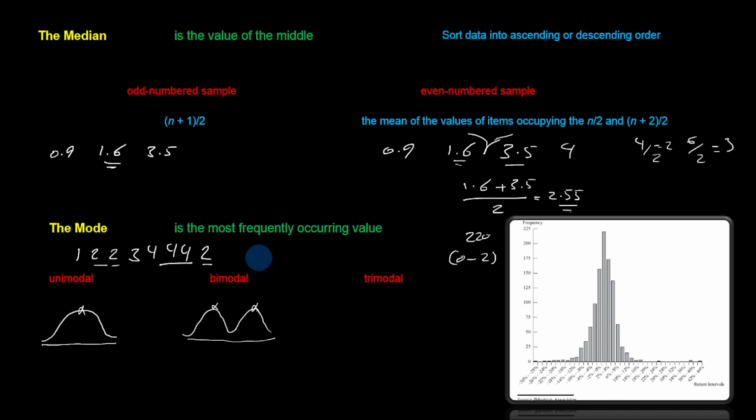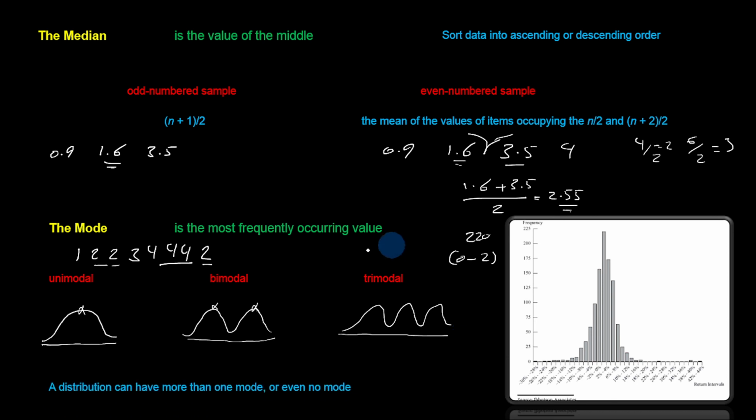And again, we could have three modes, trimodal. Let me draw that one also. That would look something like this. Just excuse my drawing, but I think you get the point. So the key point here is that a distribution can have more than one mode, or even no mode. The median, on the other hand, we have only one. It is unique.